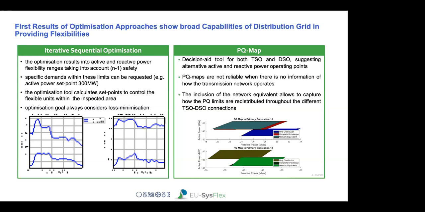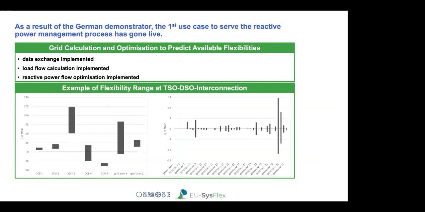Here you can see we have a meshed grid, and you can't just add up the flexibilities at every grid connection point to the whole grid area. It's more complicated, and therefore we also need this optimization.